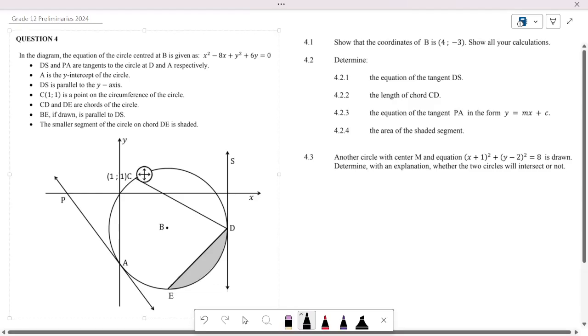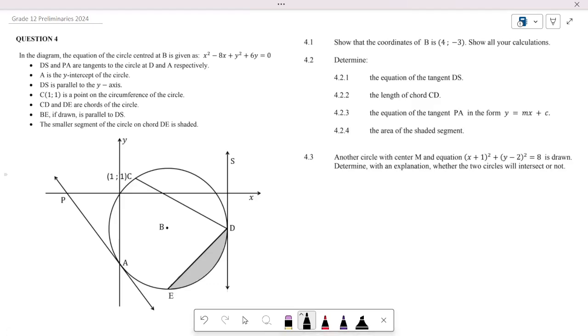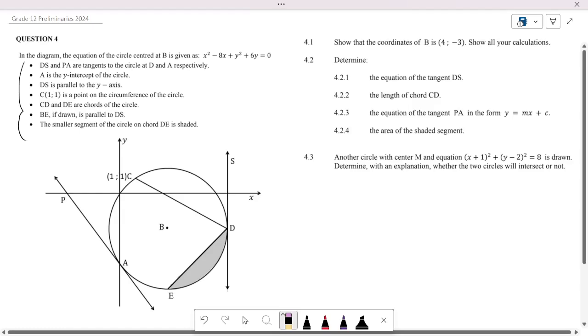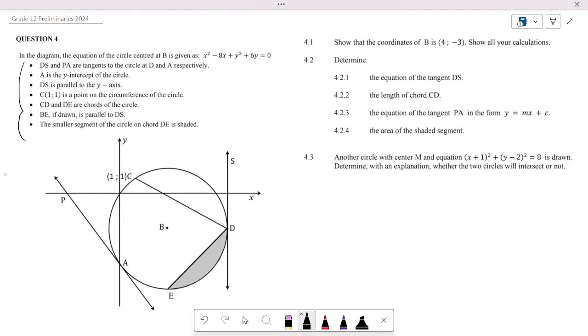We are given an equation of the huge circle that we have right there. Now they give us the following information. They say that DS and PA are tangents to the circle at D and A, right? Basically these lines are tangents because each touches one point on the circumference of the circle. There's also another tangent touching one point of the circumference. Okay, so they're just naming those tangents.